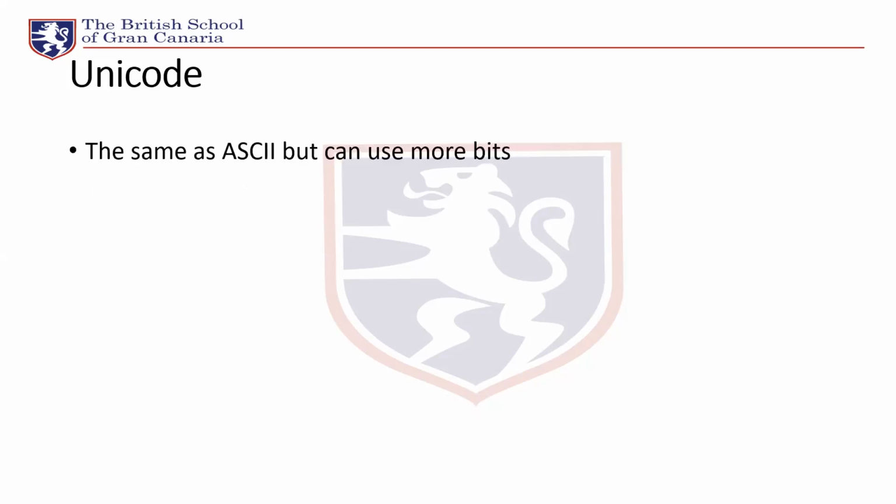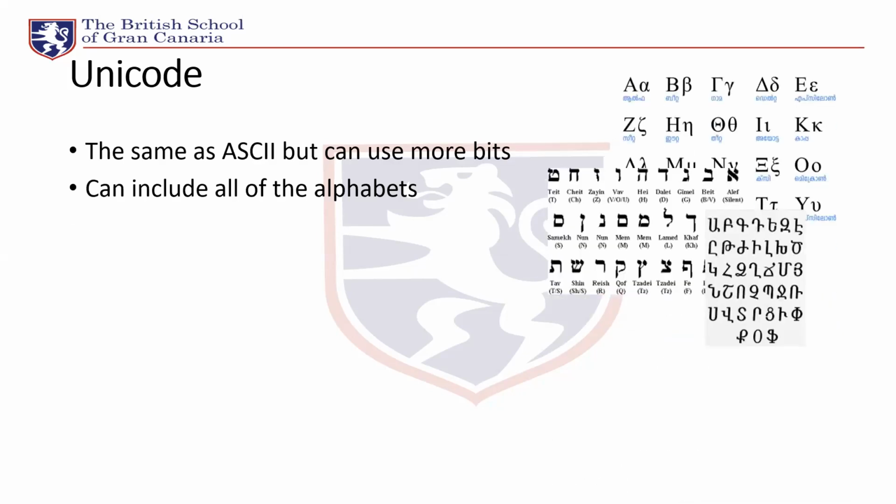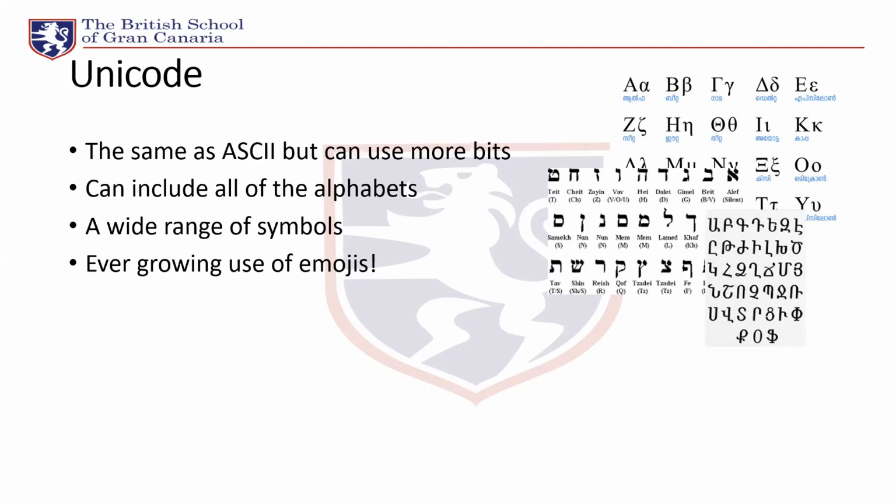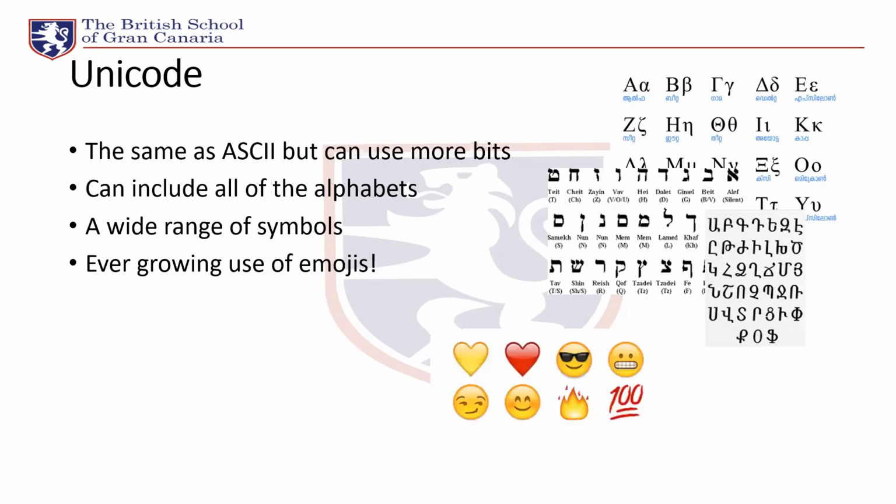If we look at Unicode, Unicode is the same as ASCII, but it's got more bits, so it can include all of the alphabets. As you can see here, there are some different alphabets and a wide range of symbols. Thanks to Unicode, we have an ever-growing use of emojis. Emojis basically started out as a happy face and a sad face. Now we've got loads and loads of different ones. You can see some popular ones here, like hearts that come in all different colors and so on.